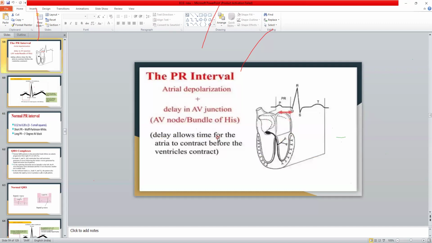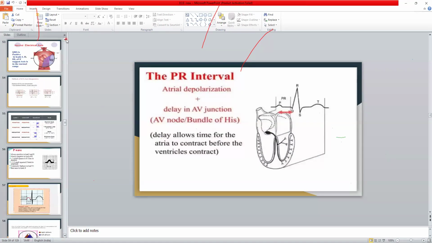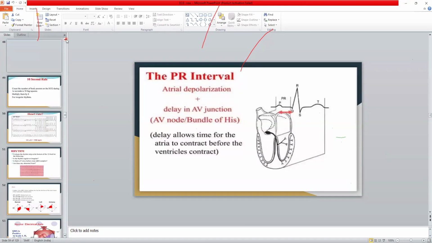This is the PR interval, from the starting of the P wave to the starting of the QRS complex. That is the duration between the start of the P wave to the beginning of the QRS complex. It includes atrial depolarization plus delay in the AV junction. This signifies the time taken for the electrical impulses. I'll show you the conduction system so that you can understand better.